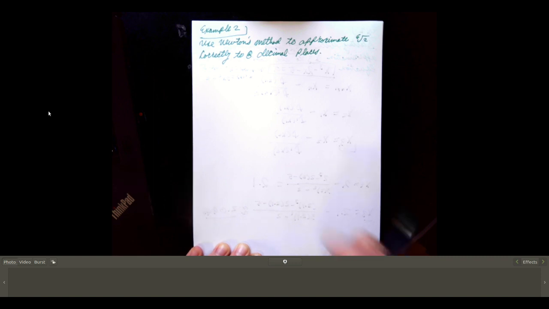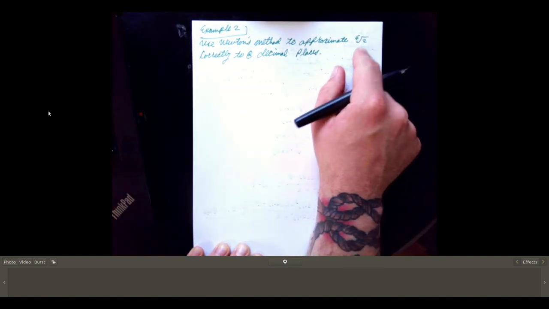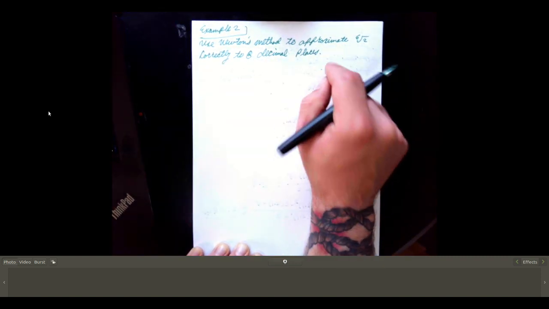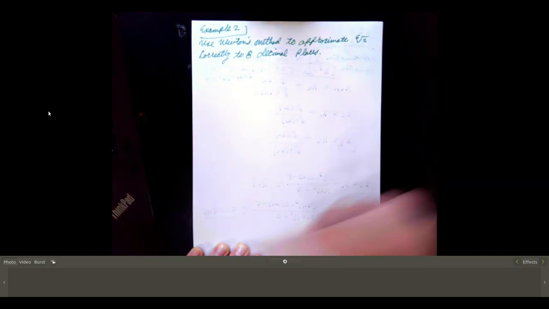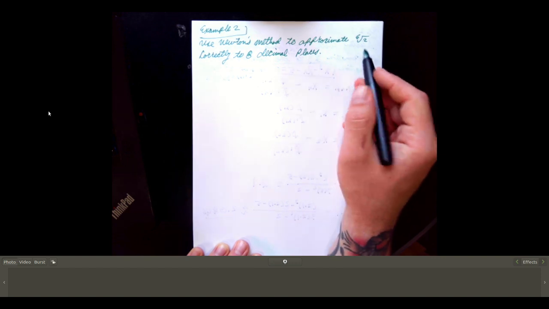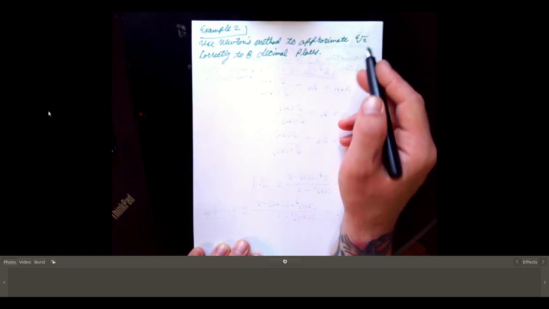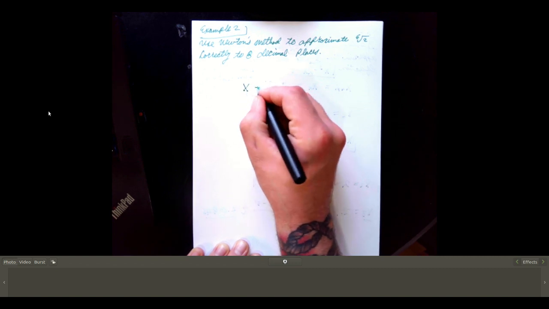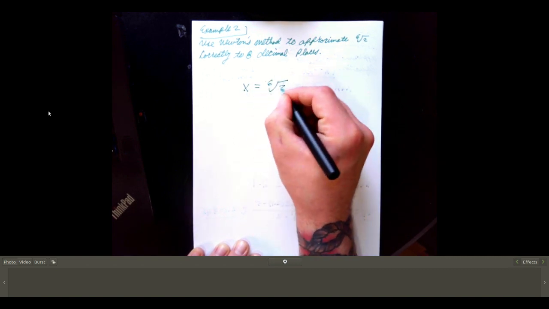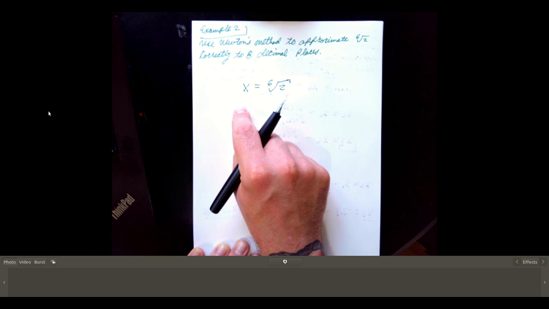So, example 2. We're going to use Newton's method to approximate the 6th root of 2 correctly to 8 decimal places. So to set up this problem so we can actually use Newton's method, if we want to approximate the sixth root of 2, let's give that thing a name. We'll call that thing x. And we're after the value of x.